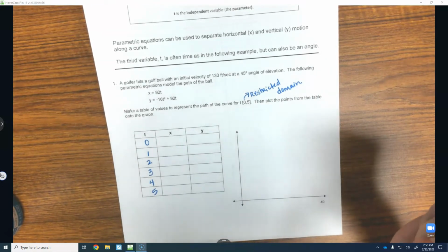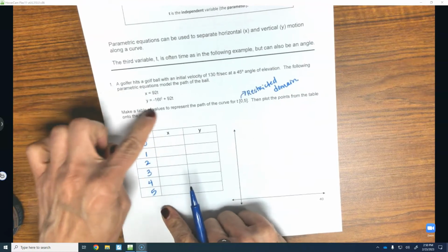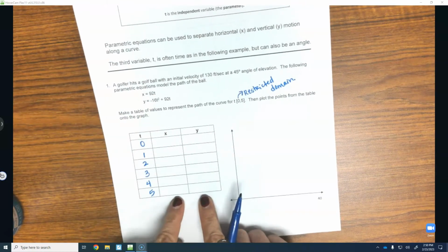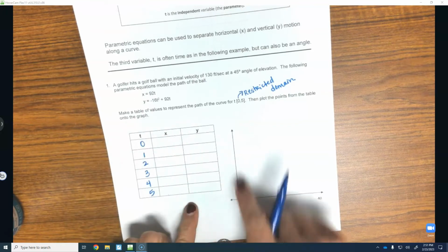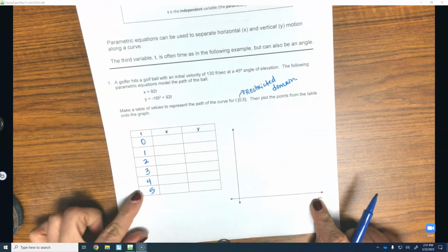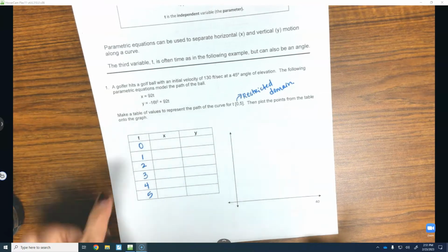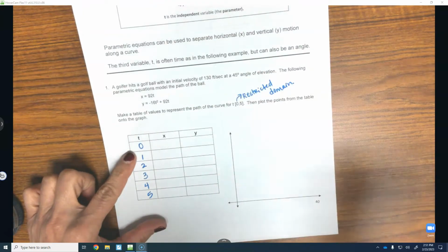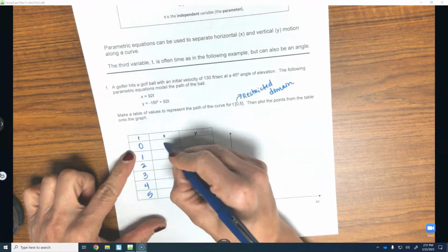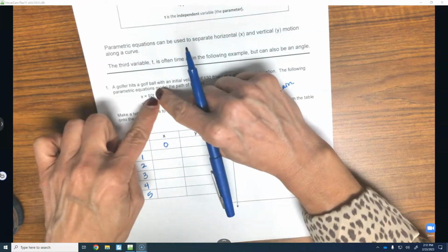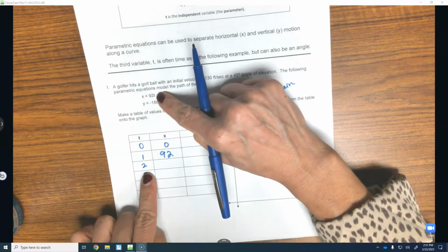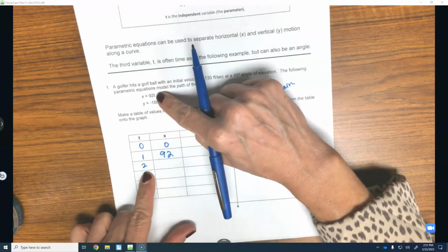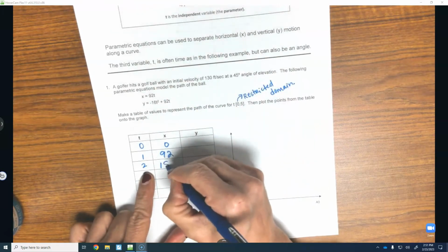And all we're going to do is take these values and plug them into both of these, and these are going to be our x and y coordinates. So this is our input, but these two are actually both dependent on this time. So when we plug in 0 for this top equation, guys, that's going to be 0. 1 times 92 is 92. Plug in 2 right here for the t value. 92 times 2 is 184.